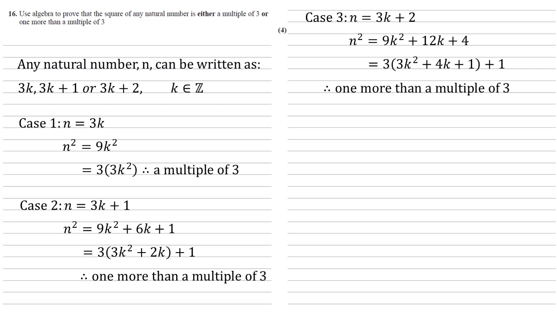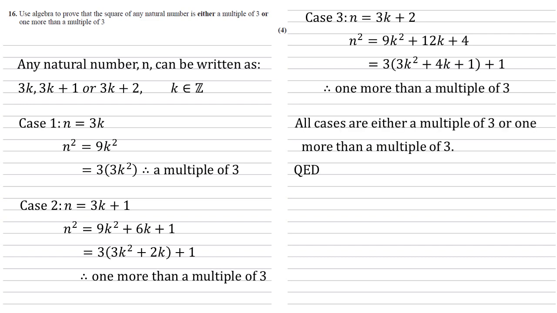So we've done all our numbers, our three cases are either a multiple of 3 or 1 more than a multiple of 3, so we are done.